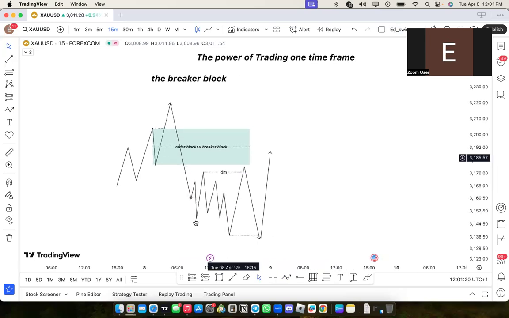So price created a lower low, right? This is a lower high, right? This is a lower high. This is a lower low, right? Then price came here, faked out people, right? And then came to create a new lower low.